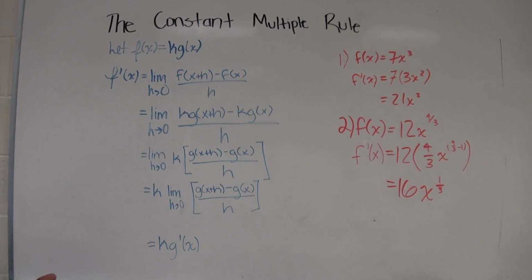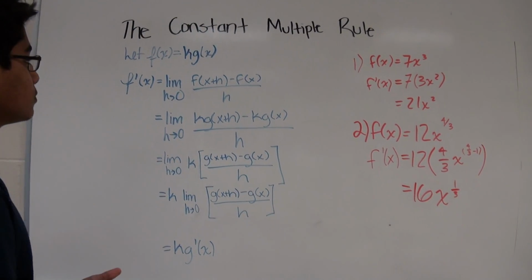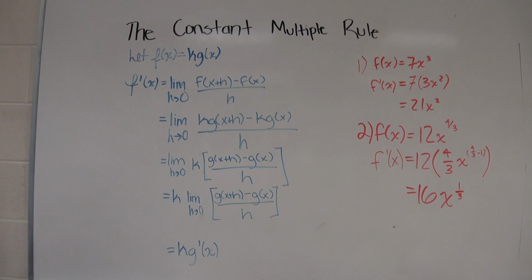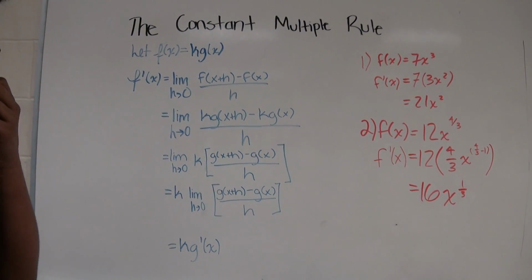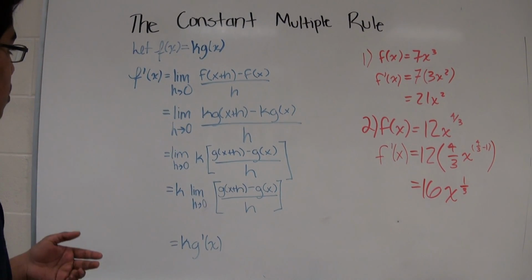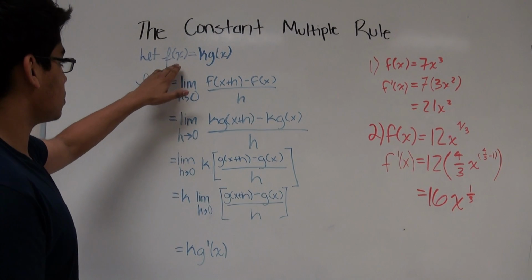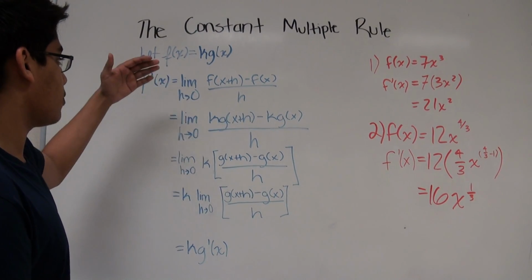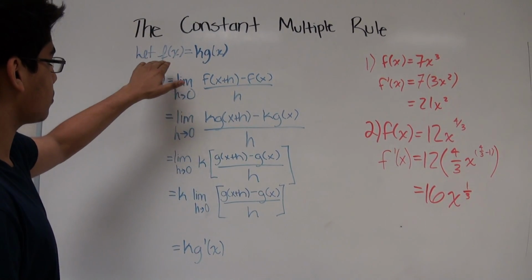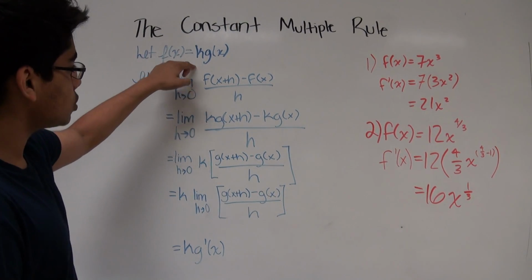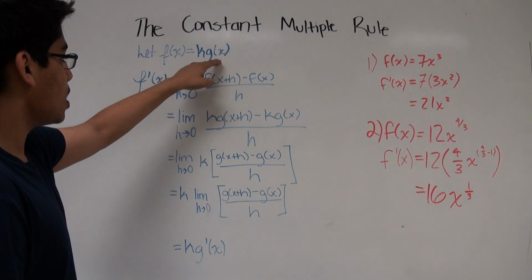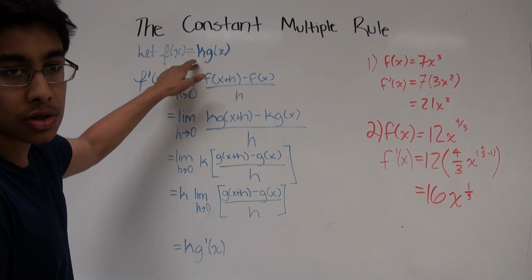Okay, basically what I'm going to be doing today is explaining the constant multiple rule. It sounds pretty complicated, but it's actually finding the derivative, and it's kind of what we've been doing all along. So basically, f of x is just the function that we're finding the derivative for. k just represents a constant, and g of x is basically f of x without this constant.